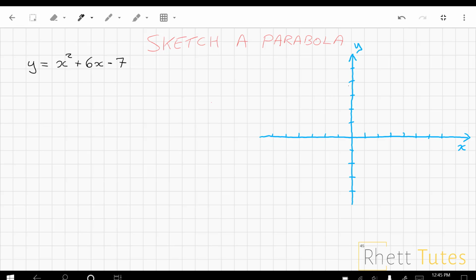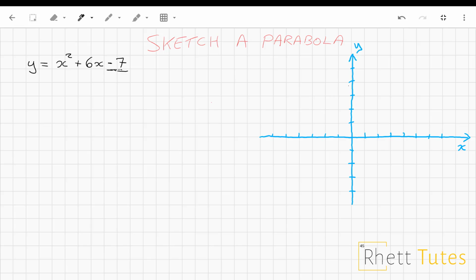The example I have for you today is to sketch a parabola. We're given the equation y is equal to x squared plus 6x minus 7. This quadratic equation is in what I like to call the Y-intercept form, because just by looking at it straight away, I see that its Y-intercept is at -7 when I substitute x equals 0.